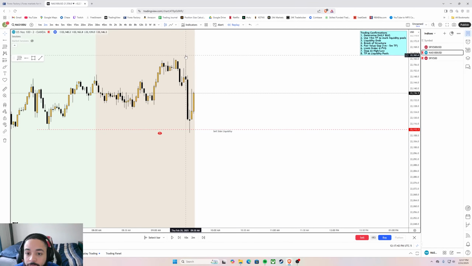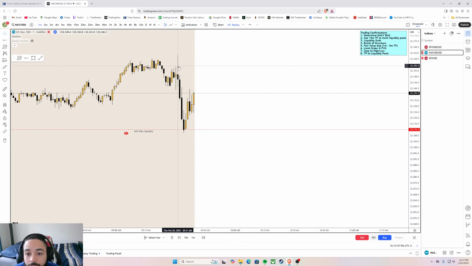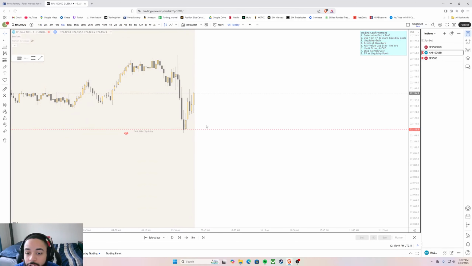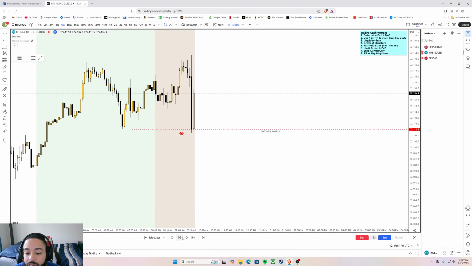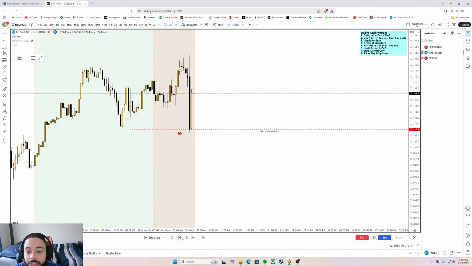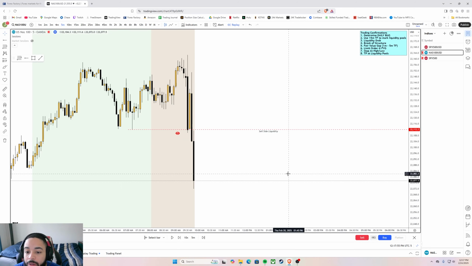Because the last structure point is here, that's the last high that was formed prior to this move down. So there's really nothing, there's no gaps anywhere. So I just go right back to the 5 minute time frame and I just watch price in the 5 minute time frame. And I just keep on going until I see another bullish candle.